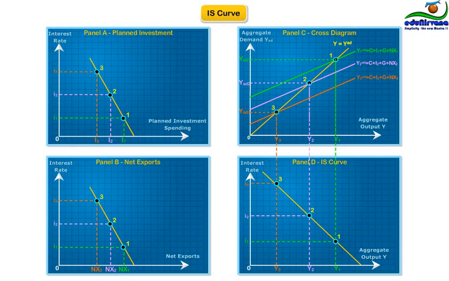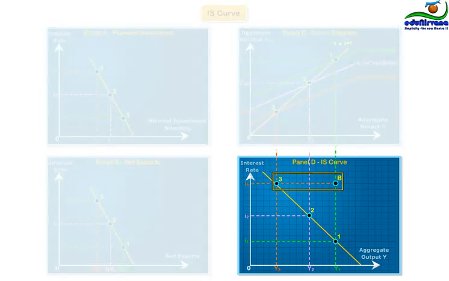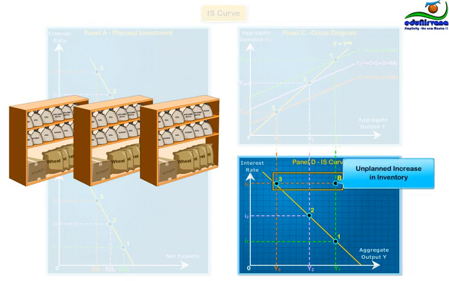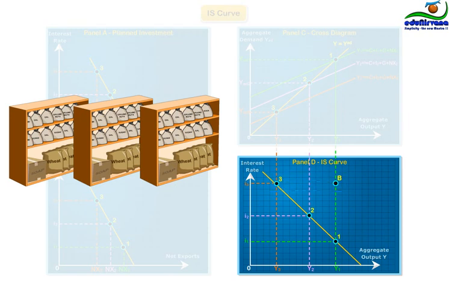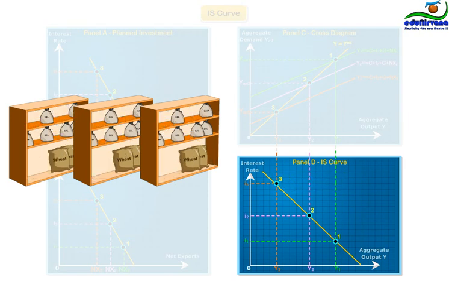Suppose the economy is located in the area to the right of the IS curve, it has an excess supply of goods. For example, at point B, the aggregate output Y1 is greater than the equilibrium level of output Y3 at the given I3 interest rate. This excess supply of goods results in unplanned increase in inventory, which causes output to fall towards the IS curve. The decline stops only when output is again at its equilibrium level on the IS curve.